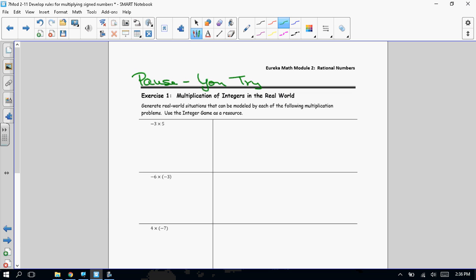Okay, let's read the directions. Generate real-world situations that can be modeled by each of the following multiplication problems. I'm not asking for you to solve the answer. Give me a story problem in which -3 times 5 would work. And if you have to, you can talk about it in the world of the integer game, if that makes it easier for you. In fact, one of my examples is like that.